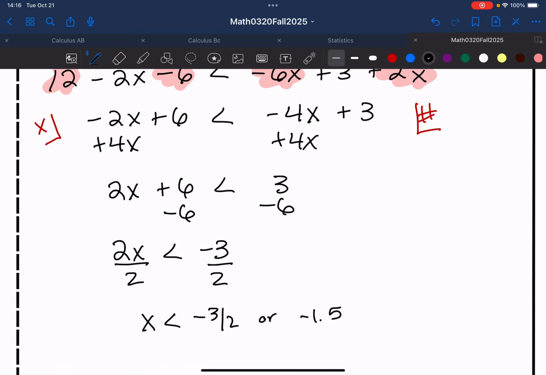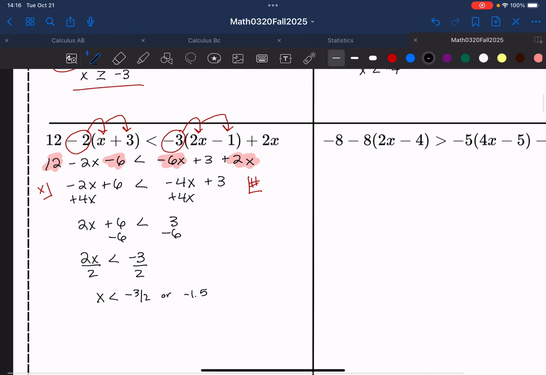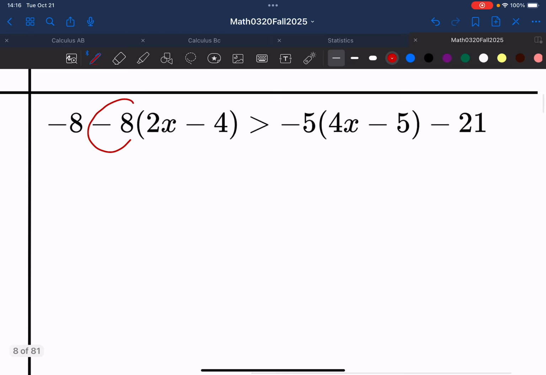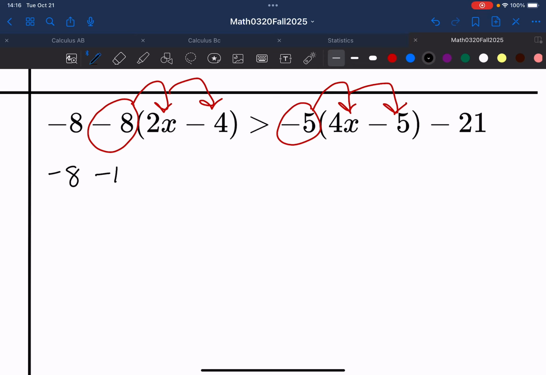That's why my sign stayed the same. Okay, next example, I'm going to do the same thing. I'm going to distribute negative 8 inside the parentheses and then negative 5 inside the parentheses. So I get negative 8 minus 16x plus 32. I multiplied each one by negative 8. Is greater than negative 20x plus 25, bring down minus 21, because I multiplied each term by negative 5.